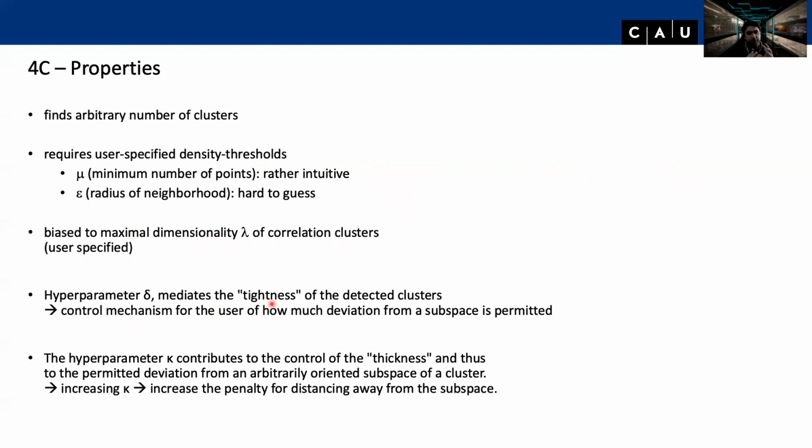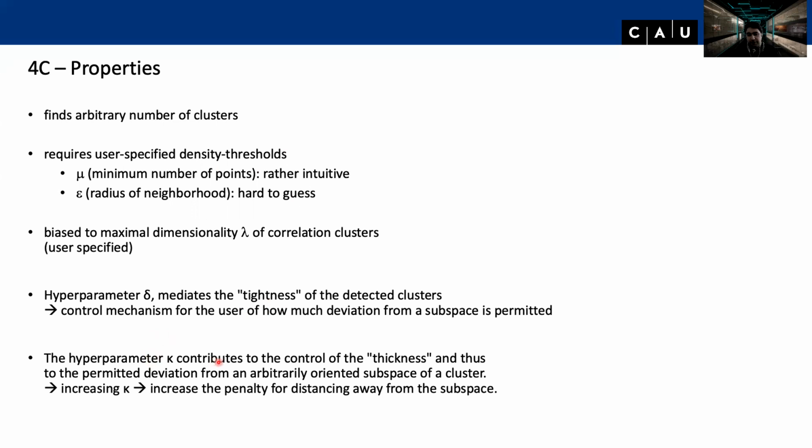So you kind of have a control mechanism of how much deviation from a subspace you tolerate. If you set, for instance, a higher delta, then you say, okay, the clusters may be a bit coarser, less finely correlated. And if you say, I want to have a smaller delta, then you force the clusters to be dense around a specific line or hyperplane.